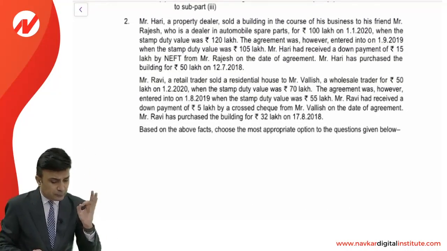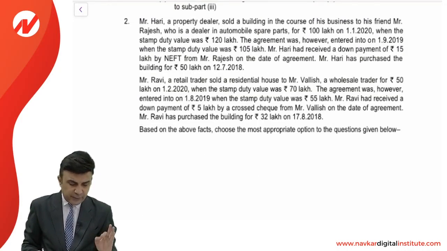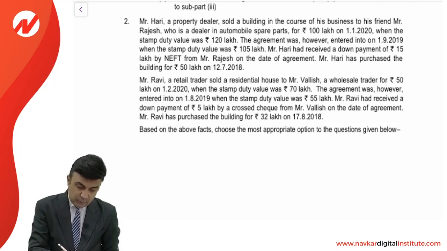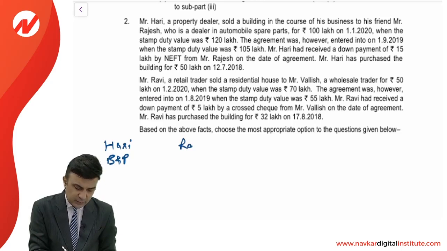Second, Hari, a property dealer, sold a building in the course of his business to his friend Mr. Rajesh, who is a dealer in automobile. Remember, Hari is into the business of this building business only. So Hari is a builder. For him, it would be business income. And friends, Rajesh is an automobile dealer.